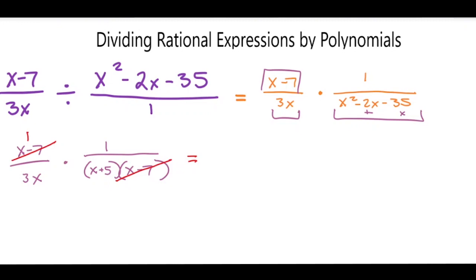So I'll multiply straight across. So that 1 times 1 is 1. And now I have 3x times this x + 5. So that's 3x times (x + 5), which would be a totally acceptable answer. But we're going to go one step further, and we are going to do the distributive property. So we have 1 over 3x² + 15x. And that's how you divide rational expressions by polynomials.